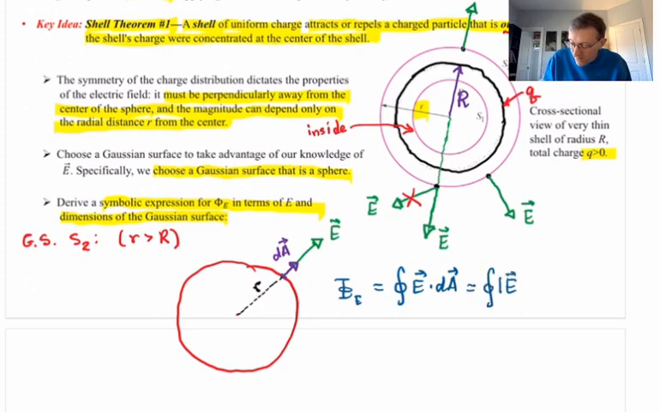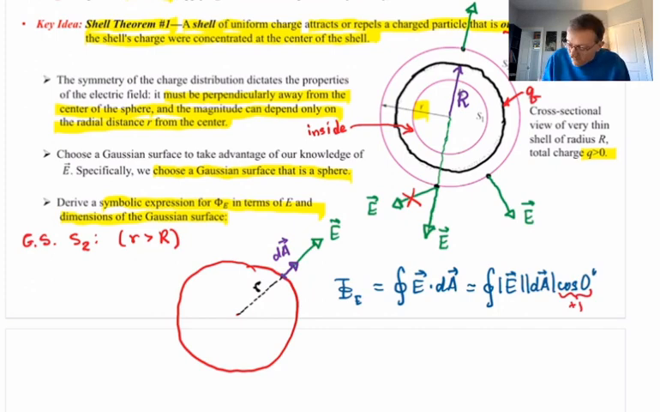Magnitude of E, magnitude of dA, cosine of the angle between the E and the dA. There's the picture that shows them. They're pointing in the same direction, right? So that's the cosine of 0 degrees. Remember, the cosine of 0 degrees is +1.